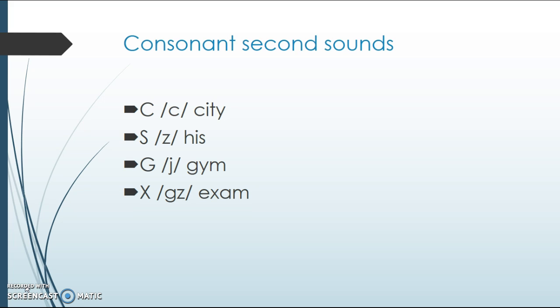S, which can sound like a Z, such as in words like his. The soft G sound, which makes the J, as in Jim. And X, which can represent a different pair of phonemes instead of the K, S they usually represent. In words like exam, we have a G, Z. So a GZ is the typical graphemes that would represent that phoneme, but in this case, they're combined into an X.